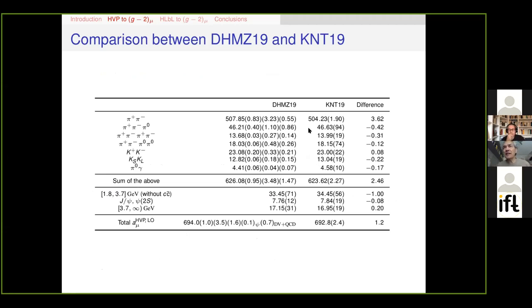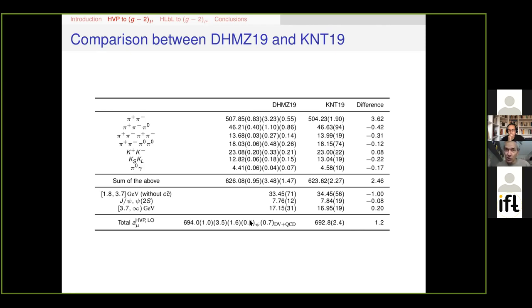And here's a comparison of the two main and complete analyses, on which the result of the white paper is based. First of all, have a look at the total, which shows that the agreement between the two analyses is excellent. 1.2 is the difference, with an uncertainty, well, the more aggressive one, twice as large. And here you see that the uncertainty is estimated more conservatively.